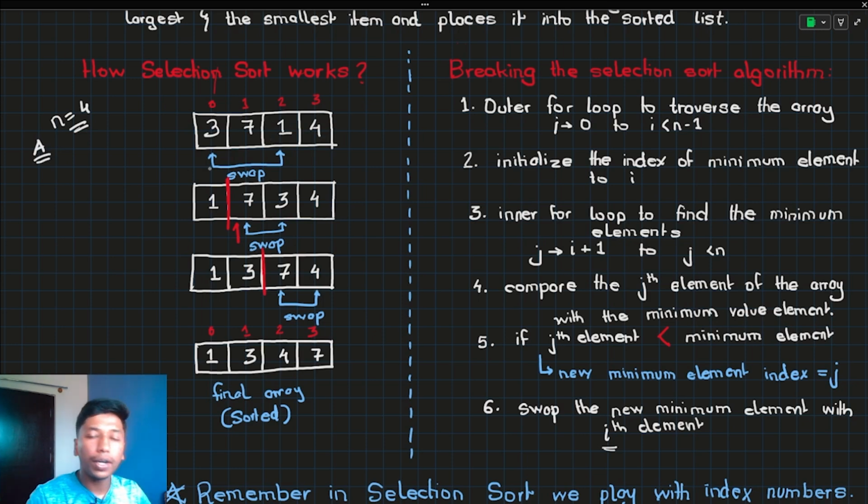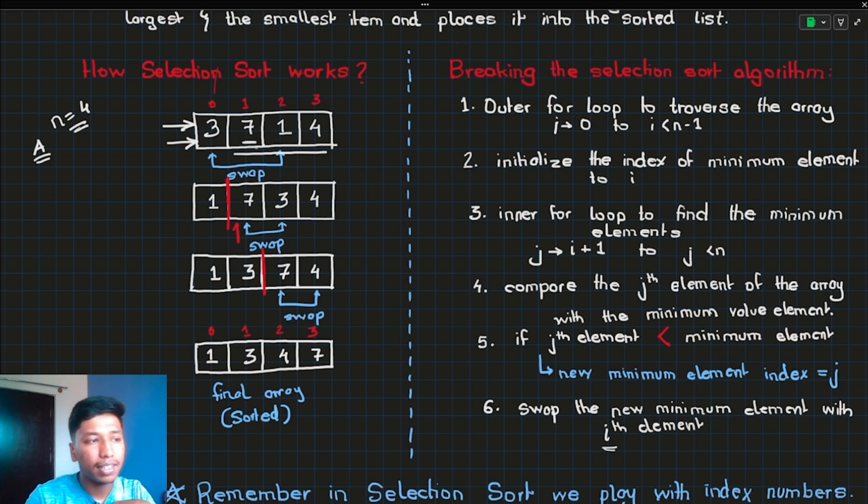In order to arrange these elements in ascending order, first I'll start traversing this array, and the very first element, I'll assume it to be the most minimum element of the array. So assuming 3 to be the most minimum element of the array, I'll start comparing 3 with the rest of the array, and I'll check if there is any other element existing which is lesser than 3.